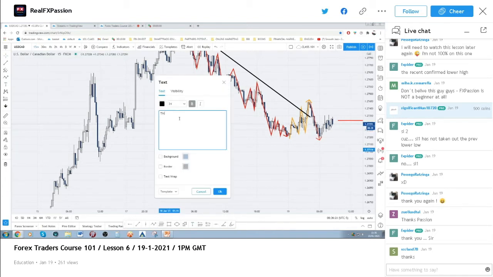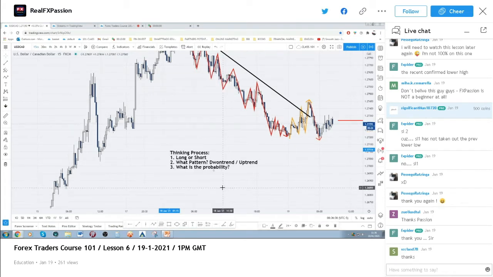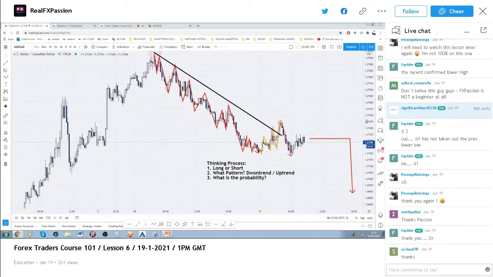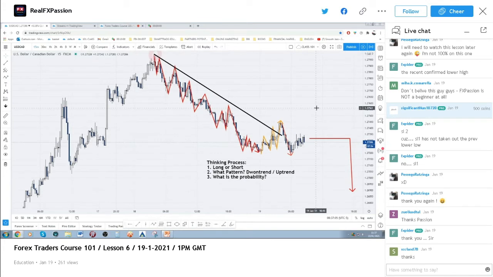The thinking process, okay? Thinking process number one, long or short? Number two, what pattern? Okay, what pattern? In this lesson, we're talking about downtrend / uptrend. Okay, and number three, what is, okay? So this is short. Okay, number two, what pattern are we shorting? What, a downtrend or a short-term downtrend? What are we shorting?